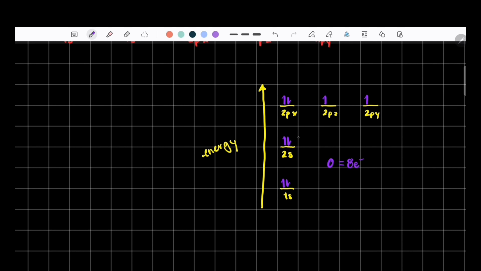So when you have more than one of the same kind of orbital, or same shaped orbital, kind of like these 3 here, you're going to put your electrons in separately, and then you're going to spin pair them.